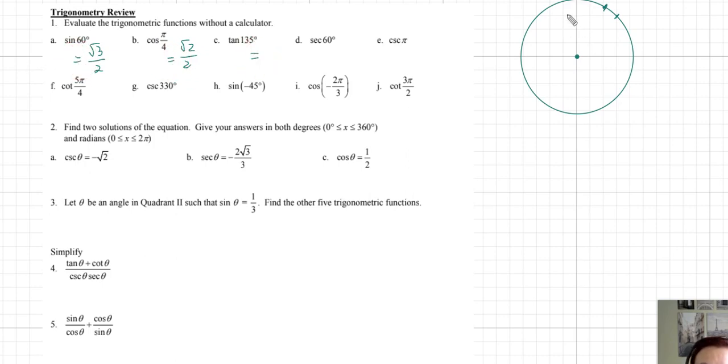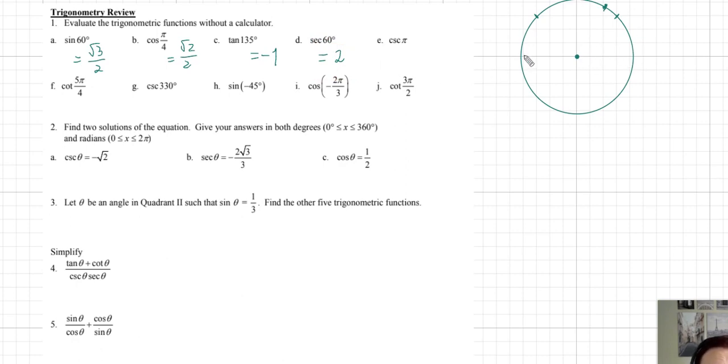Tangent of 135. So 135 is going to be over here. We know that the tangent is going to be negative, and we see because it's half of your quadrant, it's going to be -1. Secant of 60 degrees. Secant, we're back to 60 degrees. Secant is 1 over cosine in this case. Cosine is going to be equal to 1/2, so secant has to be equal to 1 over 1/2.